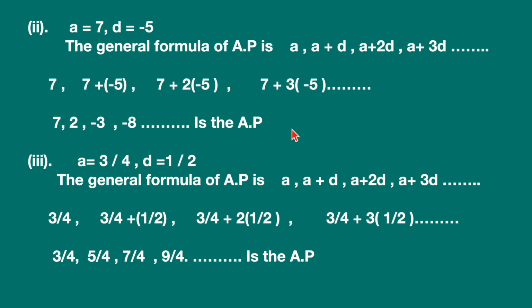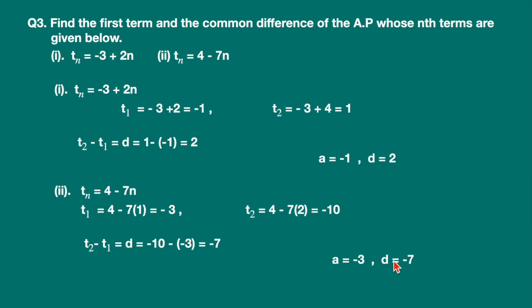That is the AP. Third sum, A is equal to 3 upon 4, D is equal to 1 upon 2. So here, write down the general formula. Substitute A, 3 upon 4. The next term will be A plus D. 3 upon 4 plus 1 upon 2. You will get 5 upon 4. 3 upon 4 plus 2 into 1 upon 2. You will get 7 upon 4. 3 upon 4 plus 3 into 1 upon 2. 9 upon 4. Dot, dot is the AP.